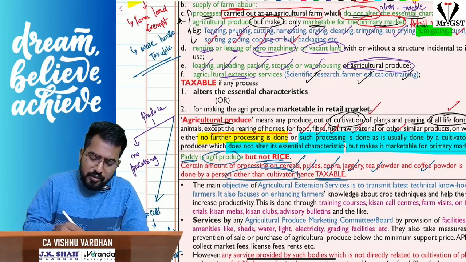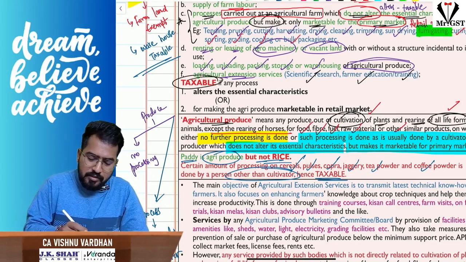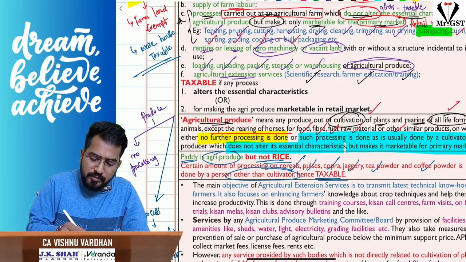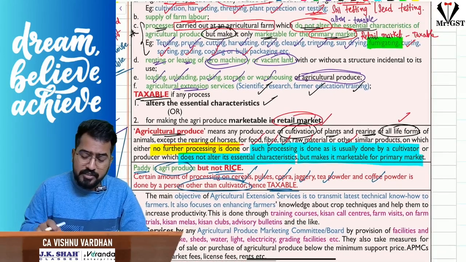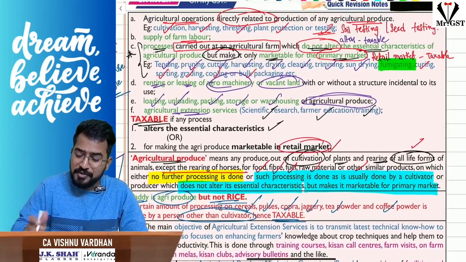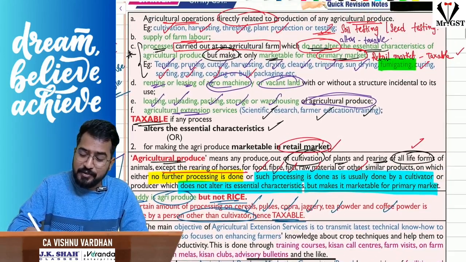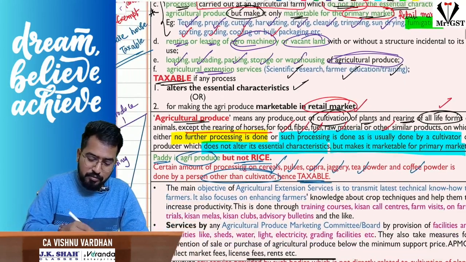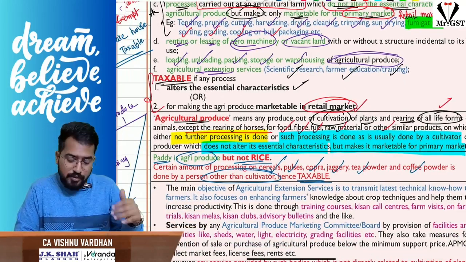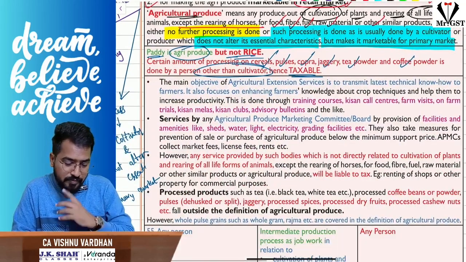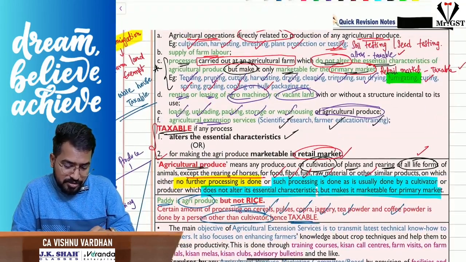And as I already told, sir, if it is altering the essential characteristic or making it marketable for the retail market, so that is taxable. I wrote all the stuff here unnecessarily, did so much hard work. So alters or retail, that is the same point here, so that is taxable. Clear? With this we are done with agricultural act related exemptions.